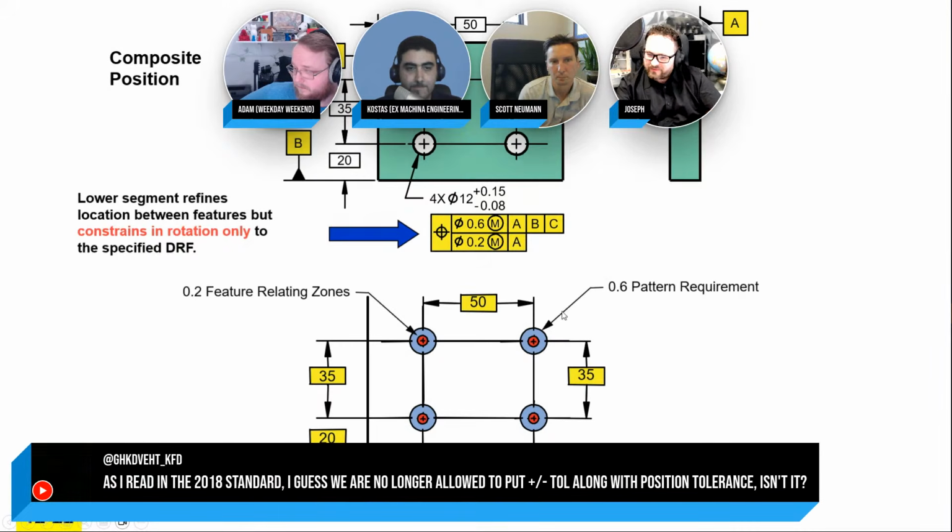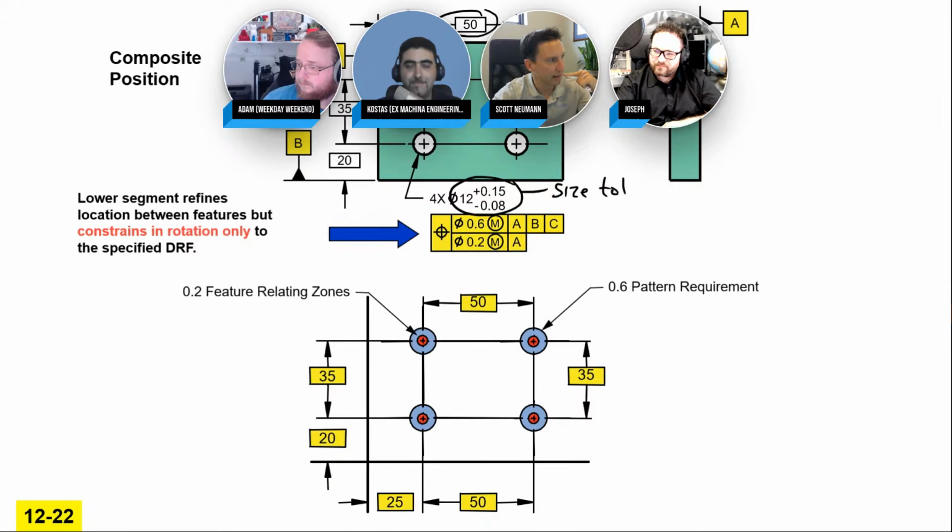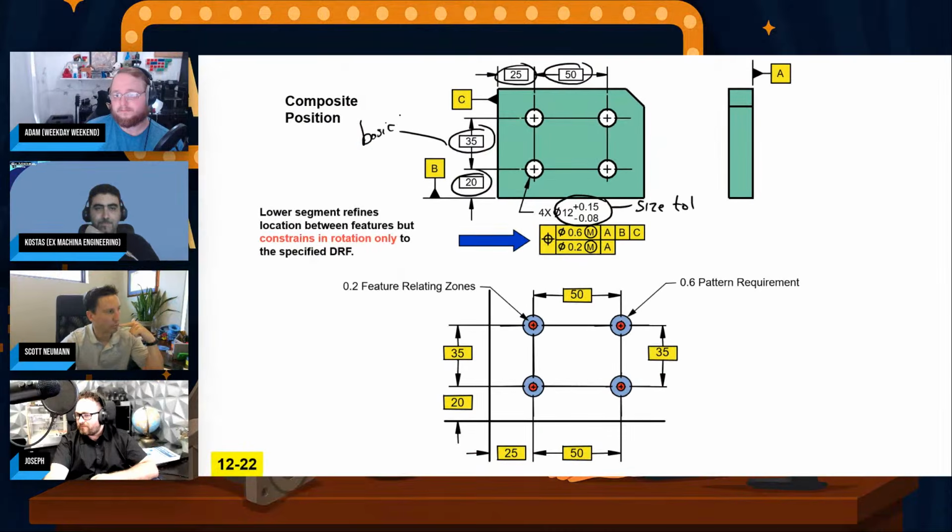One question that I think I missed: I read in the 2018 standard, I guess we're no longer allowed to put plus-minus tolerance along with position tolerance. I believe that's correct. And size tolerance, of course, is still good to go. We'd always use a plus or minus on the size, but you're right on the dimensions here. These have to be basic, and that is a requirement with position tolerances. You must define the true position with basic dimensions, and all the dimensions locating the holes would have to be basic.